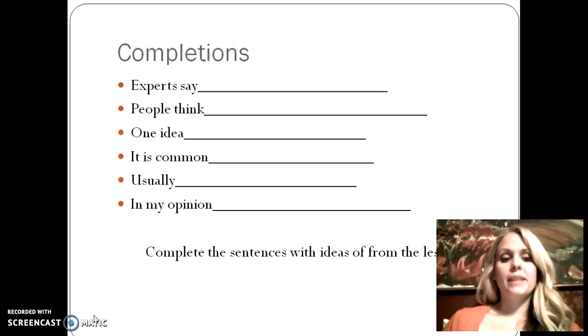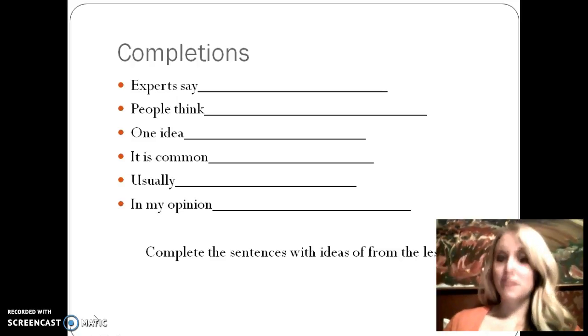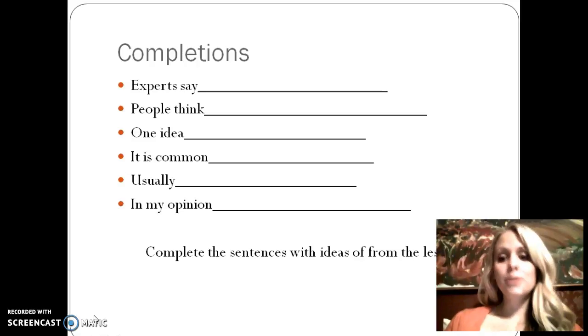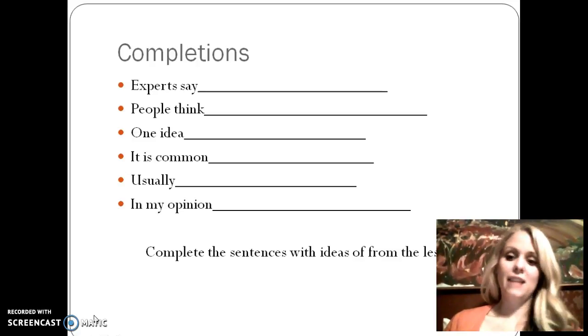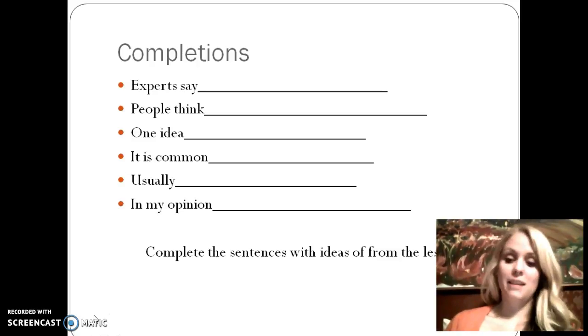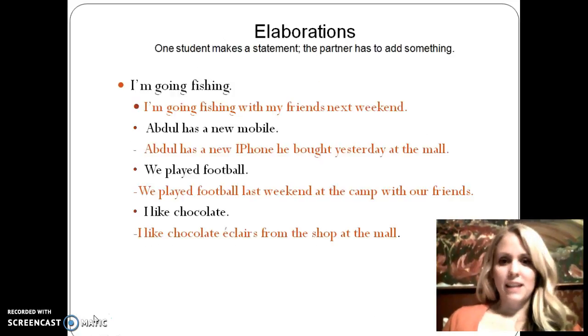For example, they say, what does the expert say in the text? What do people think? So was there an interview in what you read? What do people think about this? What is one idea? It is common to, usually, and finally, in my opinion. So after they have gone over everybody else's ideas and what is common and what usually happens in, we'll say, nature, finally they are saying, in my opinion, this is what I think based on the evidence that I have researched through this article. So I think that is also a great strategy to use in the classroom.